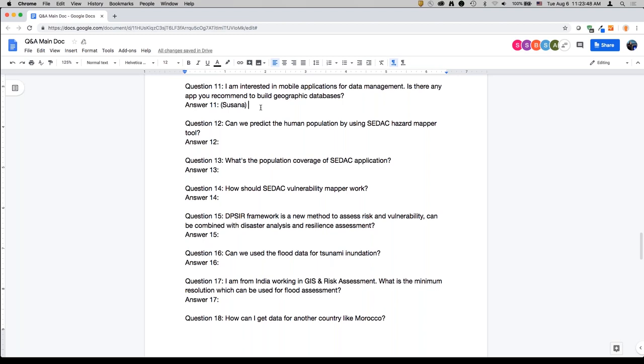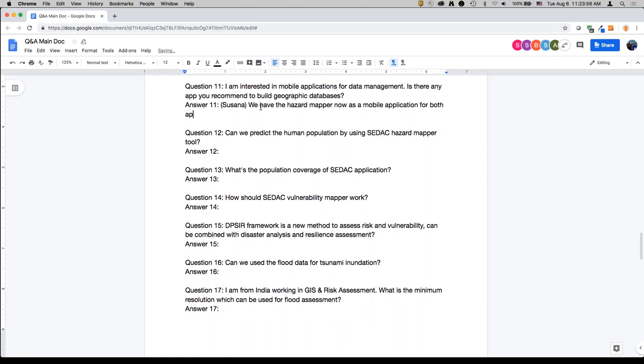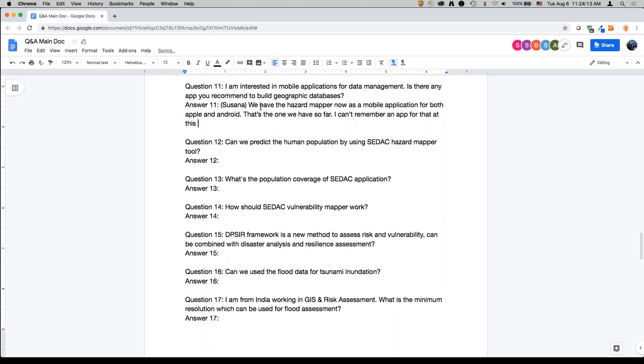We have the hazard mapper now as a mobile application for both Apple and Android. That's the one that we have so far. Any app to build a geographic database? Not that I can remember at this point. I'm not sure what exactly that means.